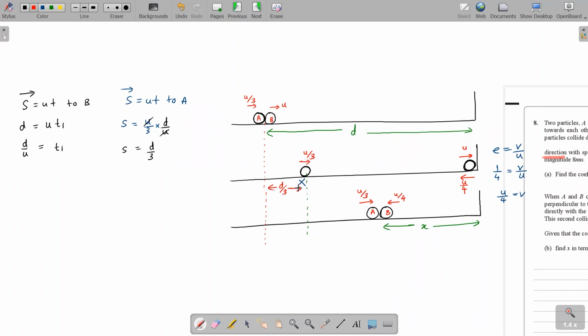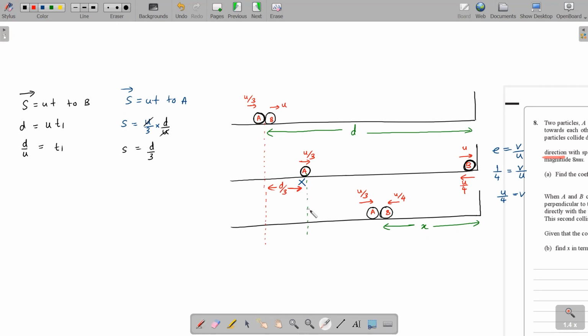This distance is D over 3. Do you agree with me? Can I have the remaining distance then? If we have traveled distance D over 3 forward, how much of a distance is there between A and B when B has reached the wall?